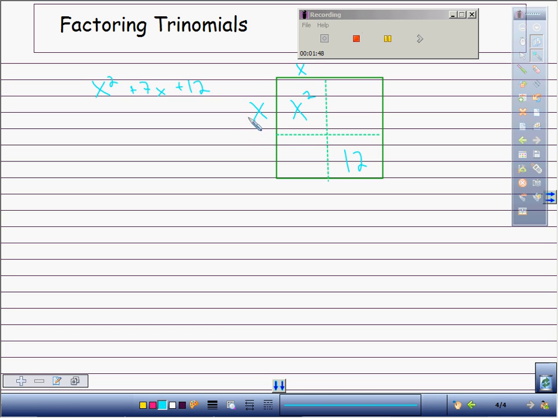Now here's the trick. You've got to figure out two numbers that multiply to 12, because that's what's going to go here and here. And when I multiply those two numbers together, these are going to be my like terms. So they need to add to this. So this is like the product over here, and this is like the sum over here.